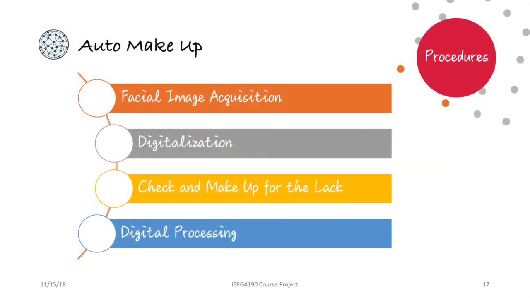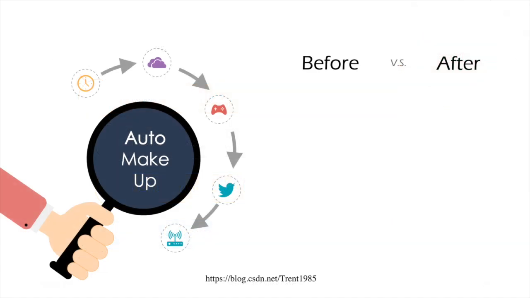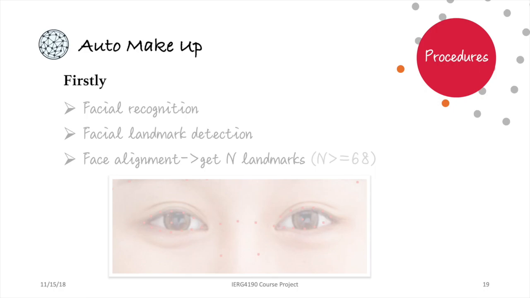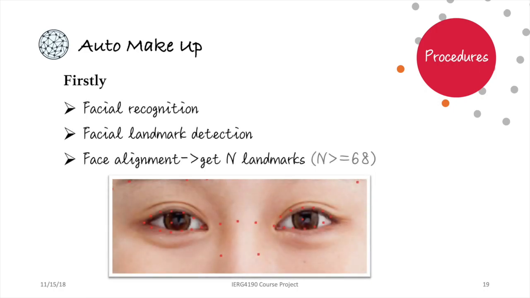Okay, now that you know how to recognize a face, we can start building the photos. Here is the operation flow about how to achieve it. There are 4 basic steps below. Based on the technology that my partner has mentioned before, we can start to use auto facial makeup to save girls' life. First of all, based on facial recognition and facial landmark detection, we can get end landmarks through face alignment.